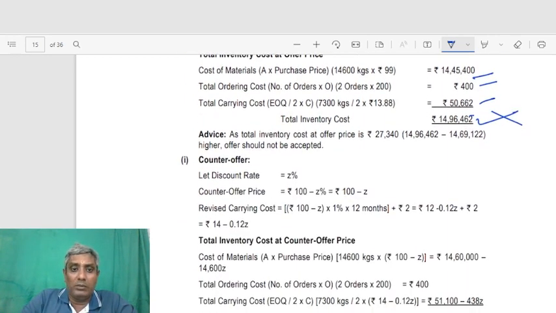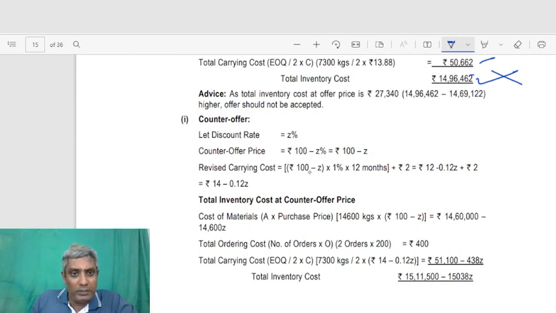Now, for that calculation, see here. You can use Z percentage or X percentage for discount, whatever it may be. The variables are not important. The calculation methodology is important. So, counter offer price: 100 rupees is the purchase cost minus how much percentage of discount, that is 100 into that percentage. Revise the carrying cost, which depends on your purchase cost. So finally, it is written like this: 14 minus 0.12 into Z or X, whatever it is.